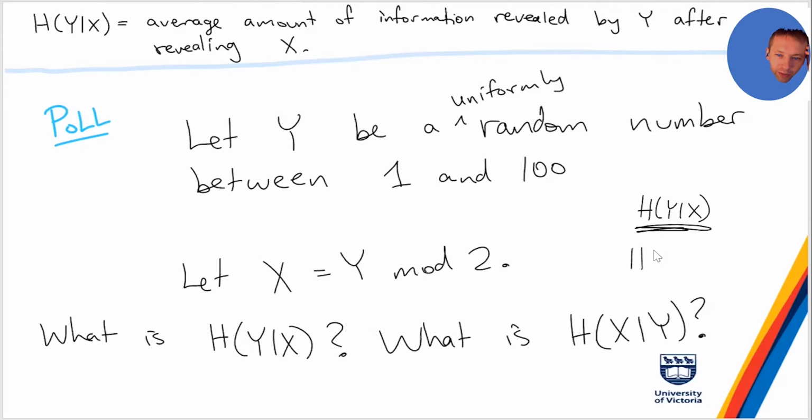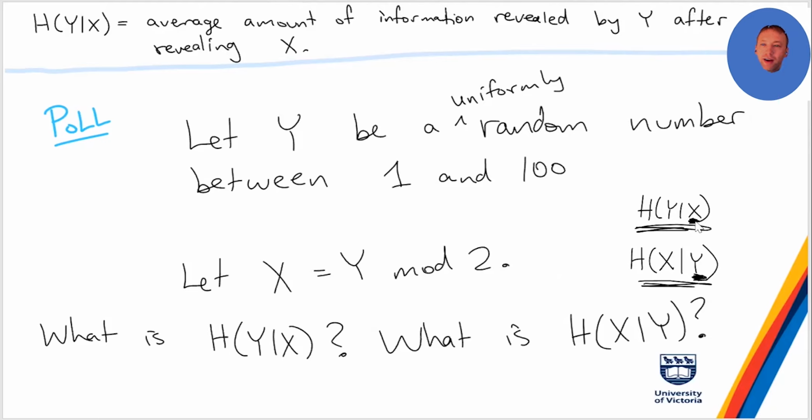I would start with the second one. What's X given Y? So if I know the value of X, how much additional information do I get by learning the value of Y? And then this one, in the other direction: if I know the value of X, that's like saying I reveal to you whether Y is odd or even, then how much additional information is there to be gained by learning Y?